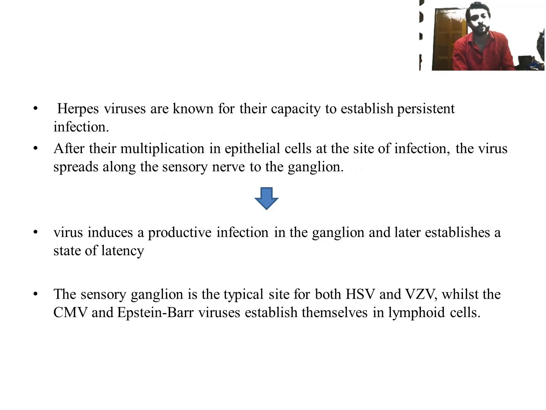Herpes viruses are known for their capacity to establish persistent infection. After their multiplication in the epithelial cells at the site of infection, the virus spreads along the sensory nerve to the ganglia. The virus induces a productive infection in the ganglia and later establishes a state of latency. The sensory ganglion is the typical site for both HSV and varicella zoster virus, while cytomegalovirus and Epstein-Barr virus establish themselves in lymphoid cells.